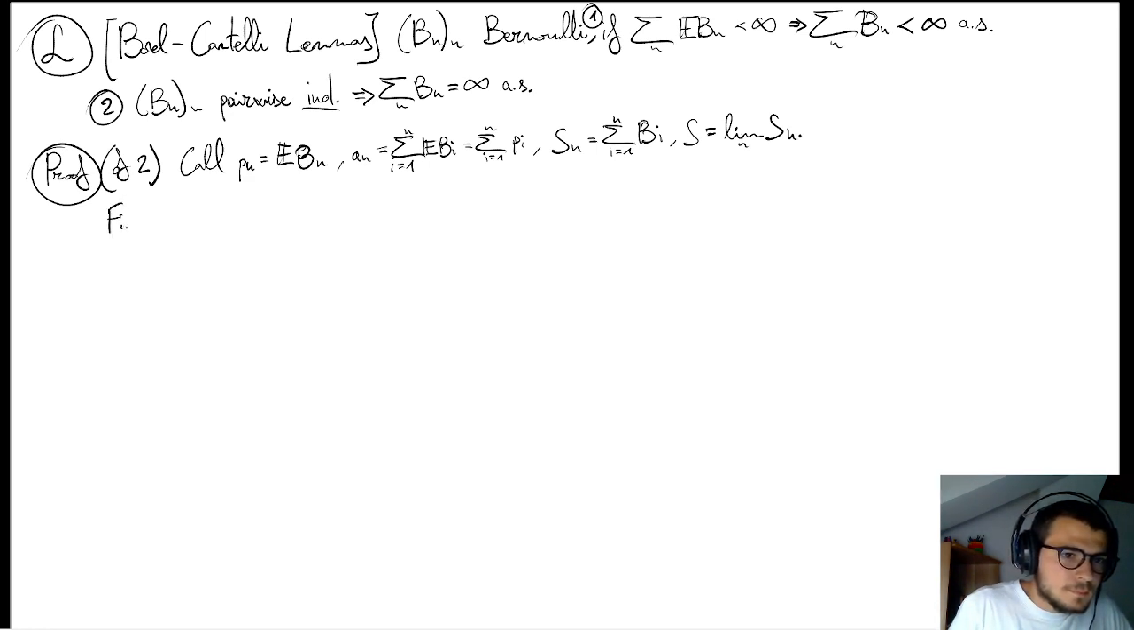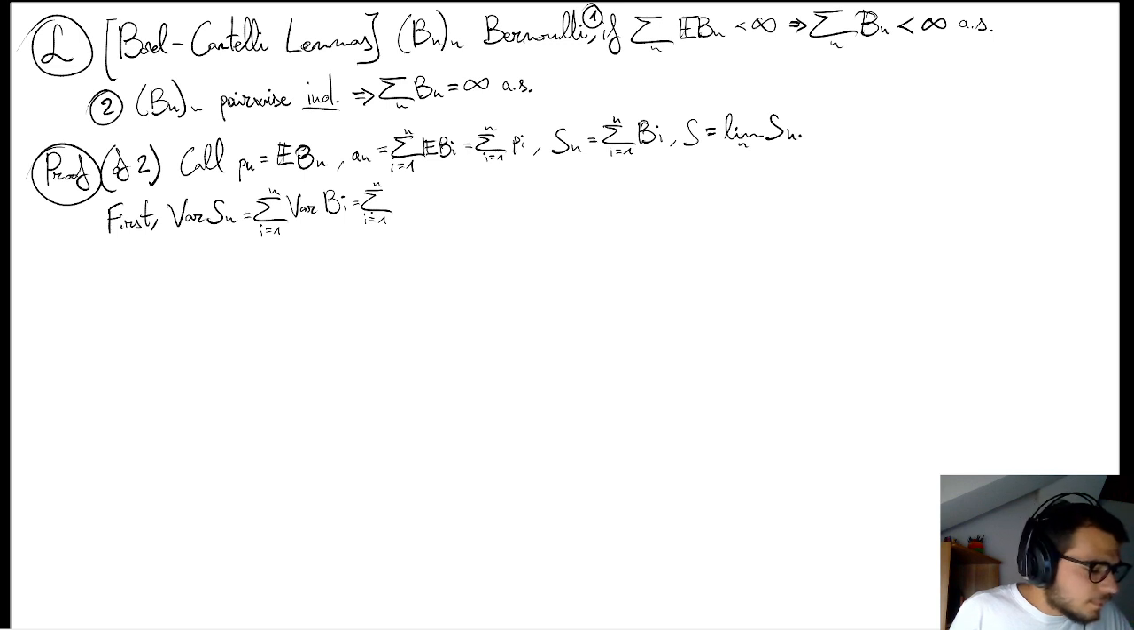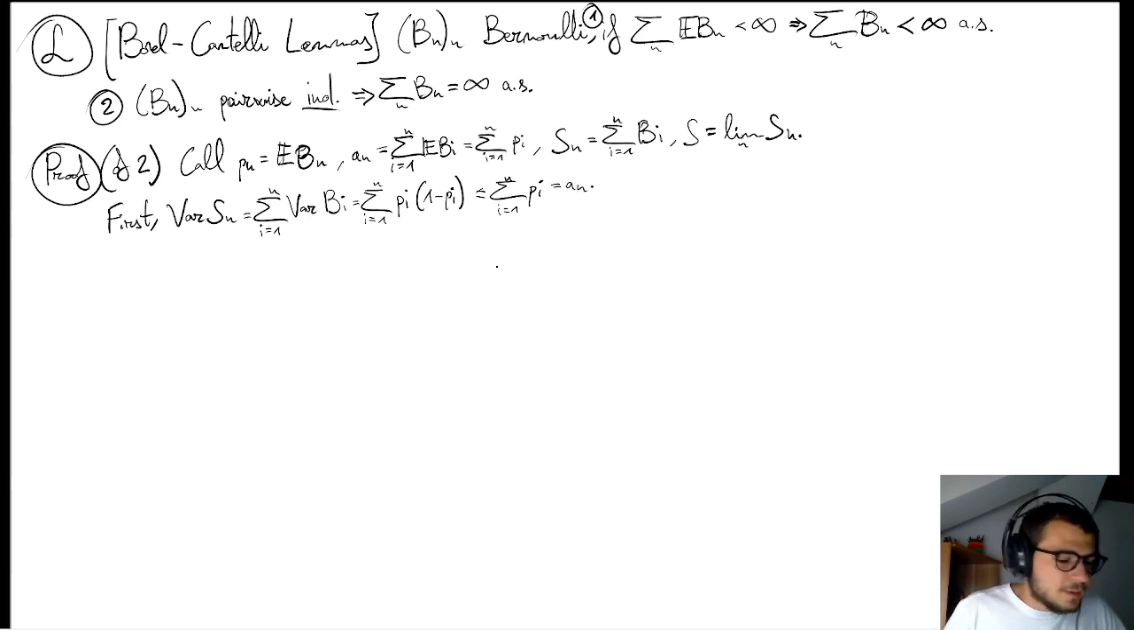First, we have that the variance of Sn, which is the sum of the variances since they are independent, the variance of Bi is Pi times 1 minus Pi, which is less than the sum of Pi, which is An. We defined it to be An.